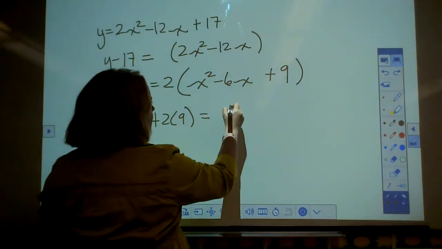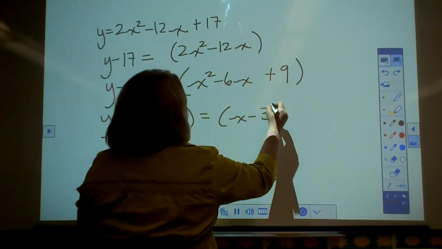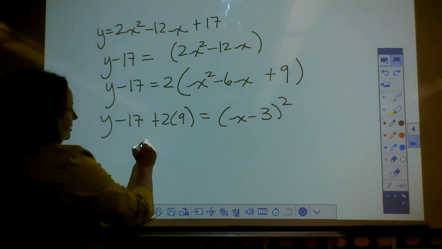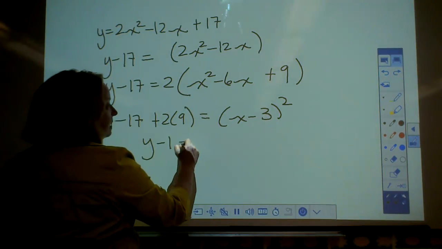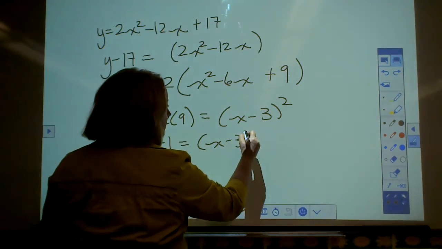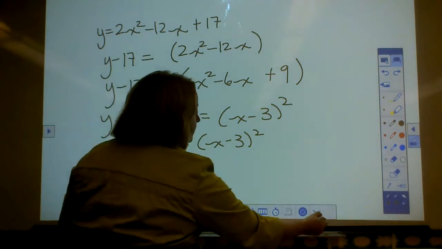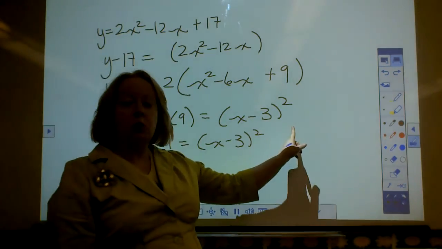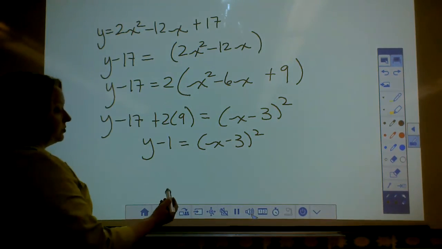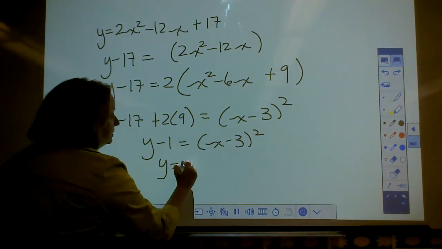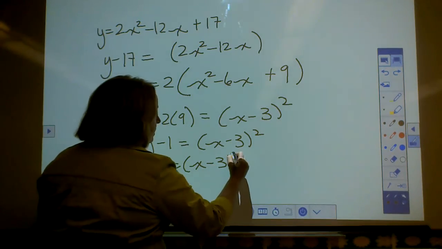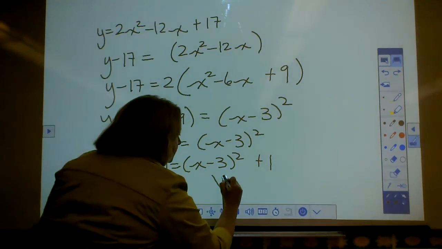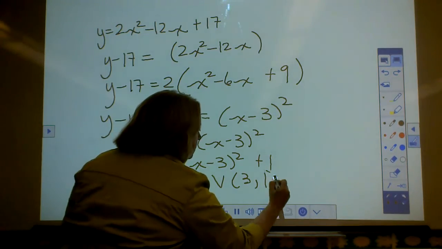So that's going to equal x minus 3 quantity squared. Well, 2 times 9 is 18, minus 17 is 1. So we get y minus 1 equals x minus 3 quantity squared. And so the last thing that you want to do here is to move that 1 over, and then now you have it in vertex form. So we have y equals x minus 3 quantity squared plus 1. And so now it's in vertex form. So the vertex is going to be 3, 1.